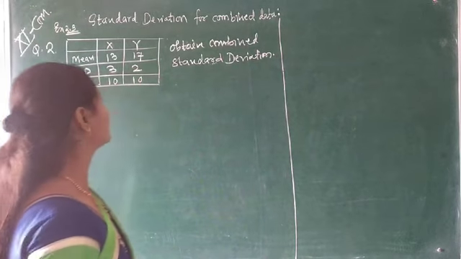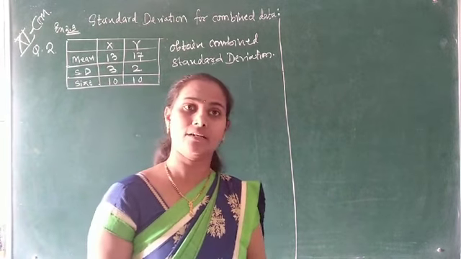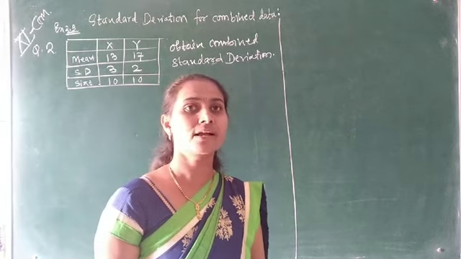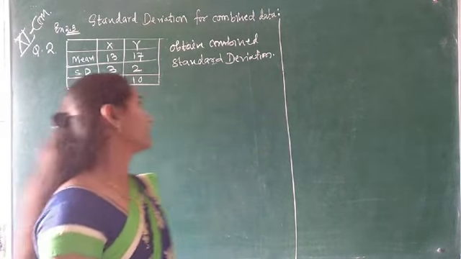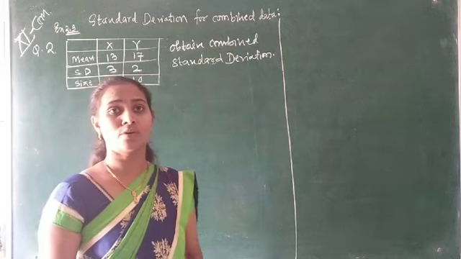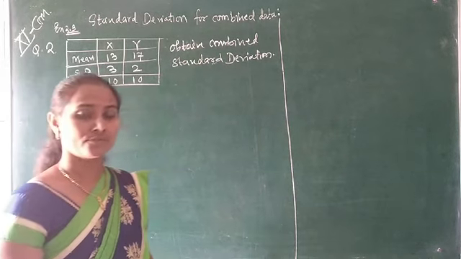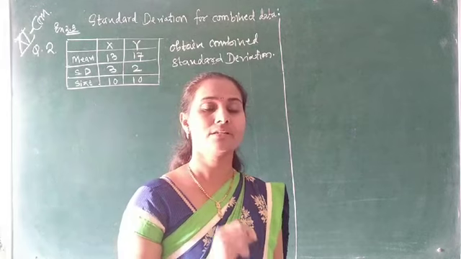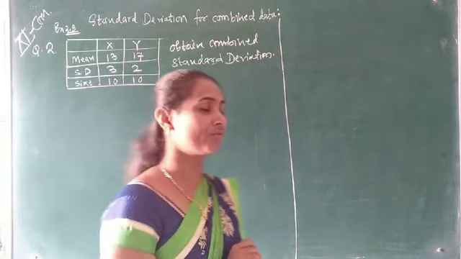Last time we started a new topic in chapter number 2, measures of dispersion, that is standard deviation for combined data, and in that lecture we saw exercise 2.2 question number 1. So first we recall the formula for standard deviation for a combined group of data.